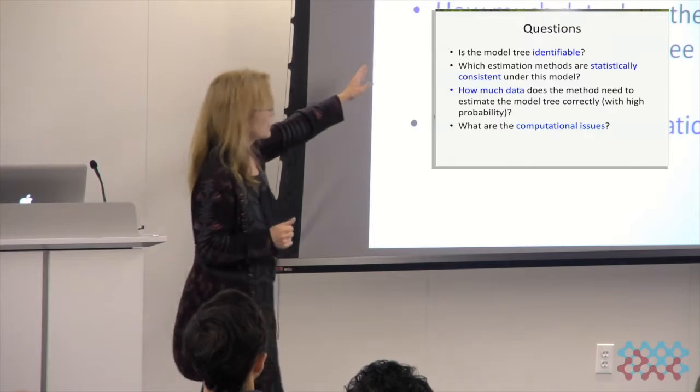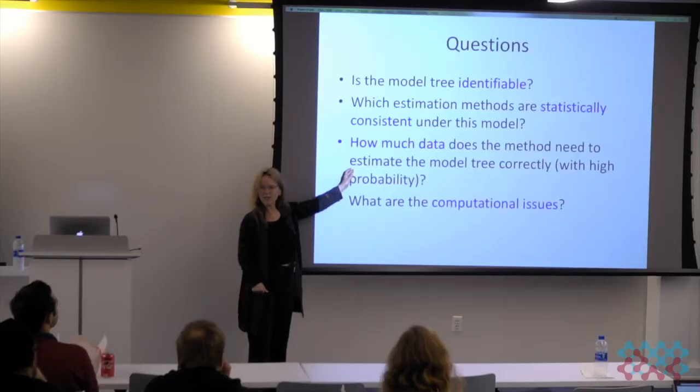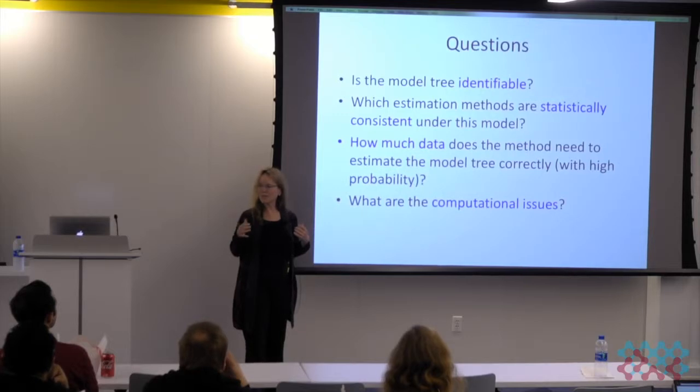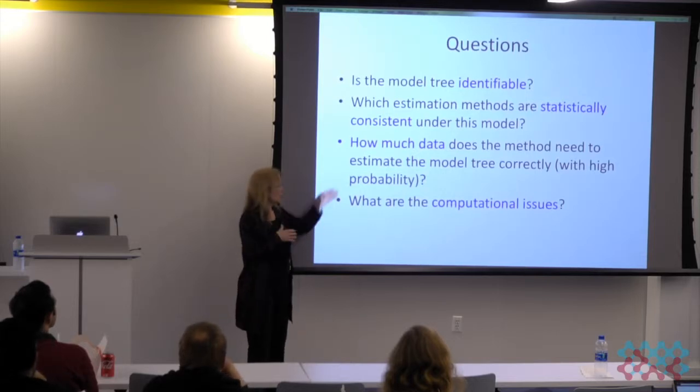How much data does the method need to recover the tree correctly with high probability? That's a data requirement, otherwise known as sample complexity. Some methods are consistent, but they need an enormous amount of data. Some methods need less. Okay? This is all about statistical estimation. The last question is running time, right, and memory. So that's like a different kind of question.